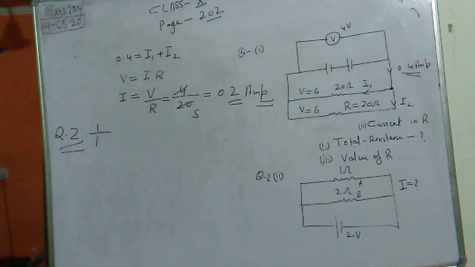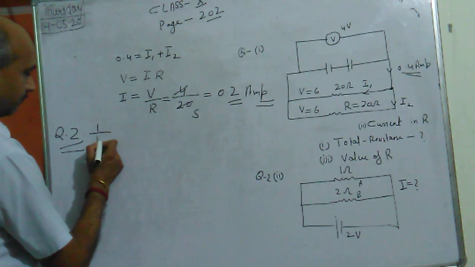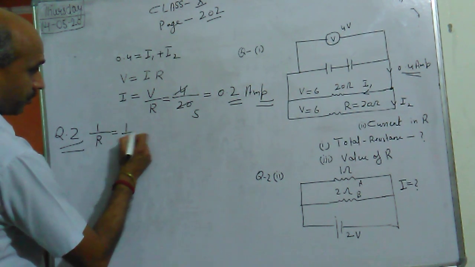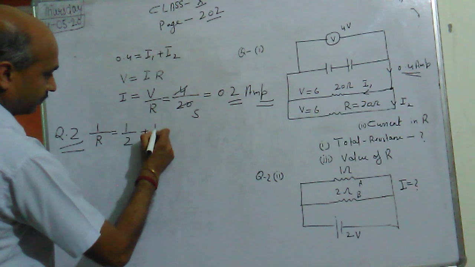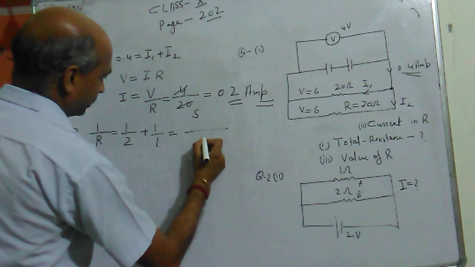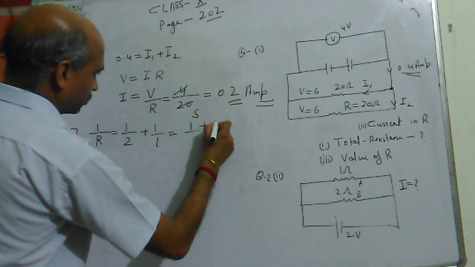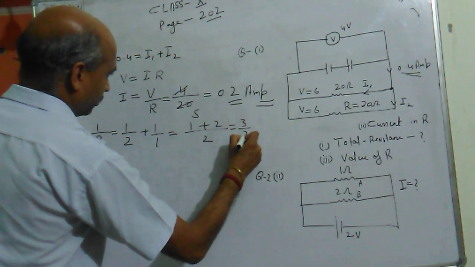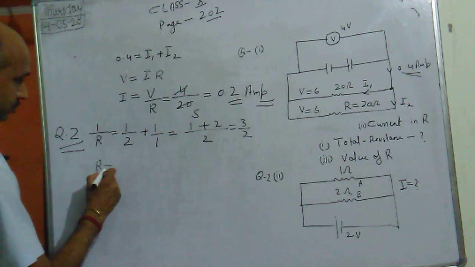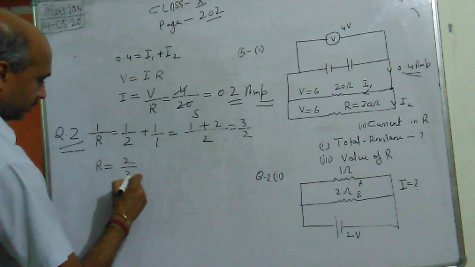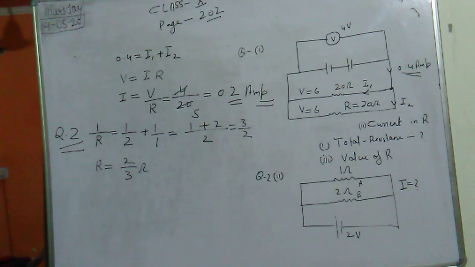Equivalent resistance: 1 upon R equals 1 upon 2 plus 1 upon 2 plus 1 upon 1. That is 1 upon R equals 1 upon 2 plus 1 upon 1. So the LCM is 2, so 1 plus 2 equals 3 by 2. So R equals 2 by 3 ohms. So this is the equivalent resistance.